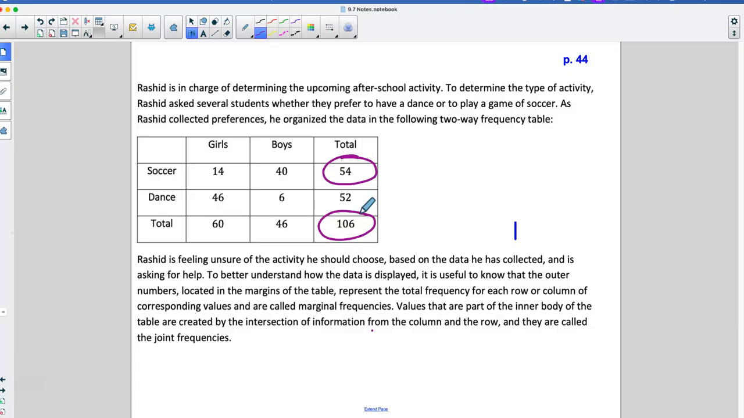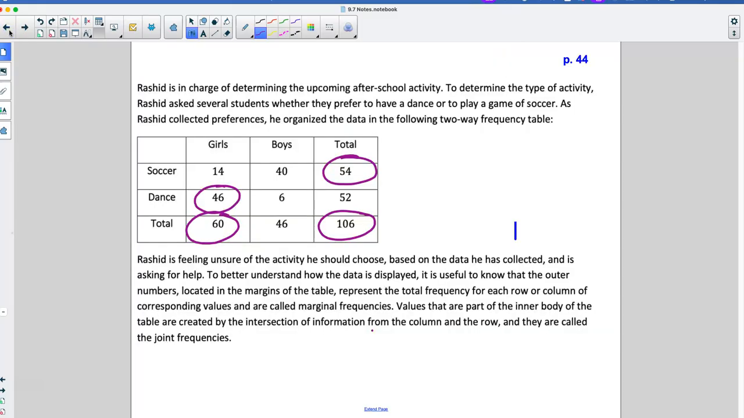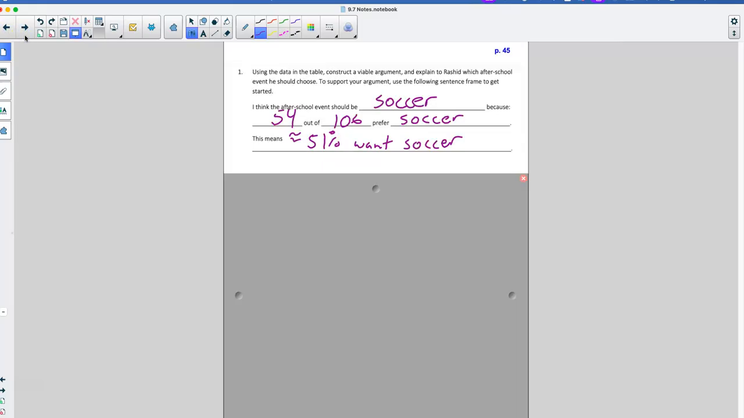Now we could change that. We could say, well, what if we just went based off what the girls want to do? If I just went based off the girls, it looks like way more girls would like to play soccer. But as it is, we are looking at both, and so we do end up with 54 out of 106 individuals who would like to play soccer, compared to, I believe, just 52. And so that's why 51% want to play soccer. That's kind of how you start looking at these two-way tables.